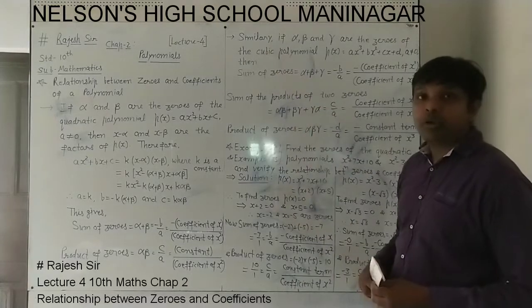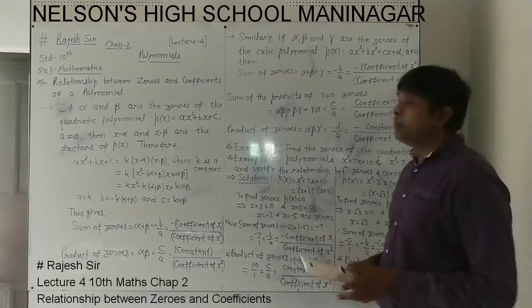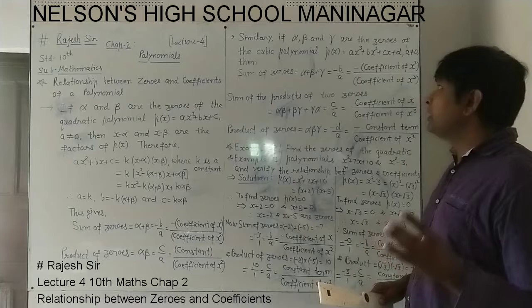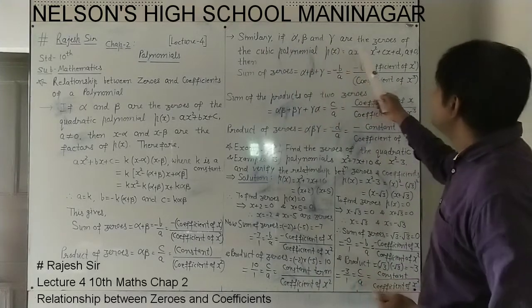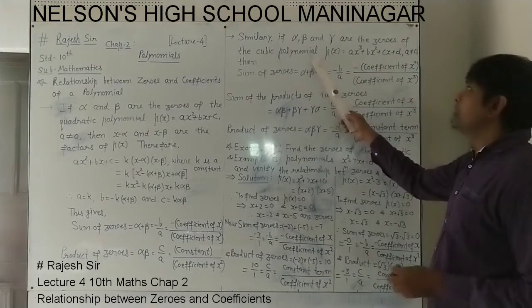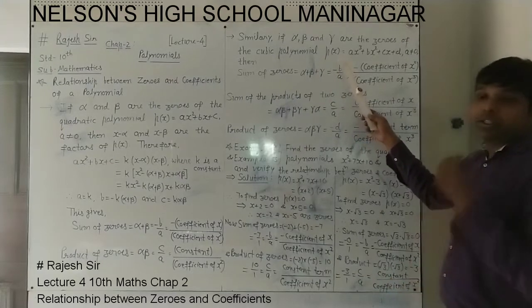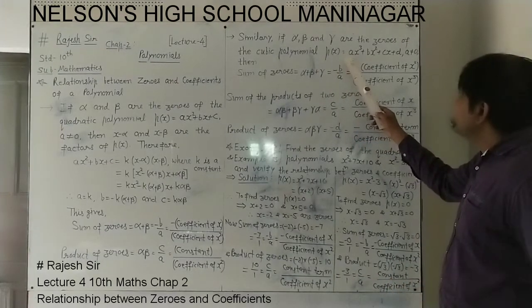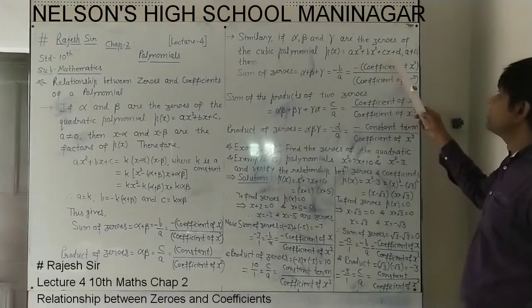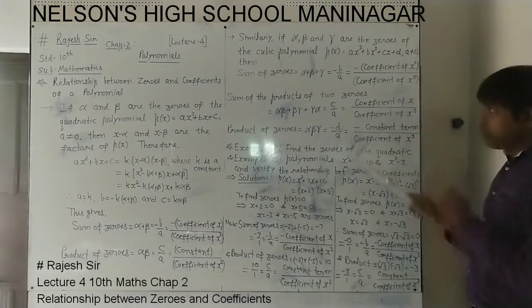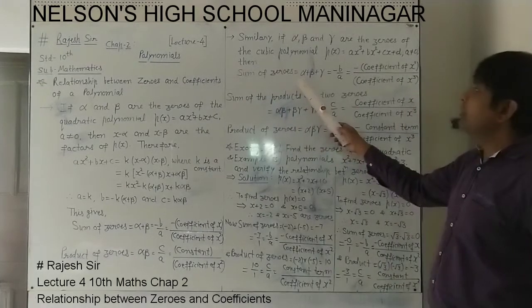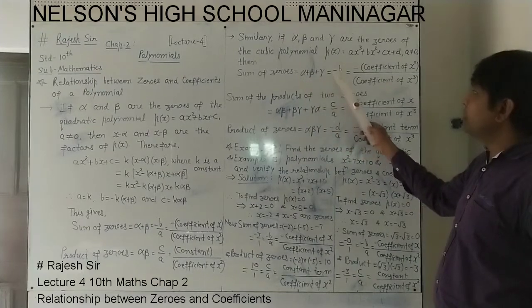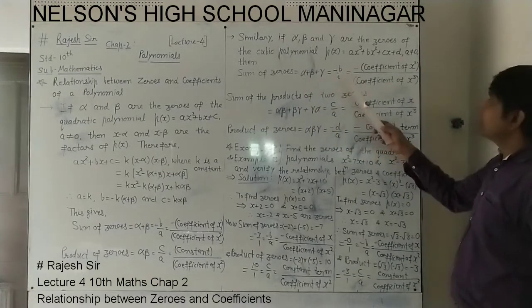Now we will talk about the cubic polynomial. In a cubic polynomial, you know that there may be three zeros. So similarly, if alpha, beta and gamma are the zeros of the cubic polynomial p(x) equal to ax cube plus bx square plus cx plus d, where a is not equal to 0, then the sum of zeros, noted as alpha plus beta plus gamma, equals minus b upon a. In this case, minus is as it is.